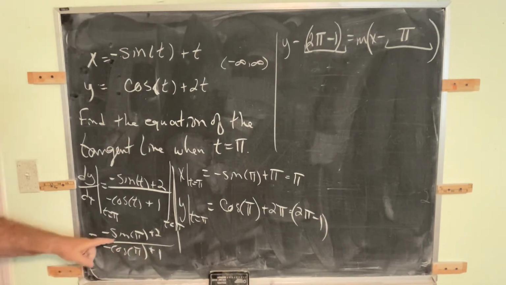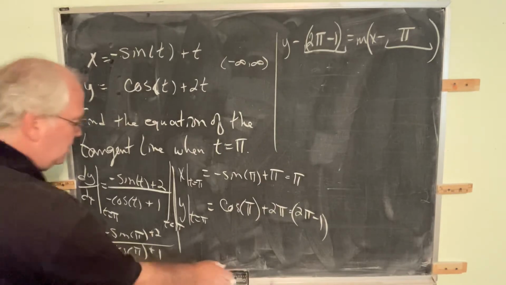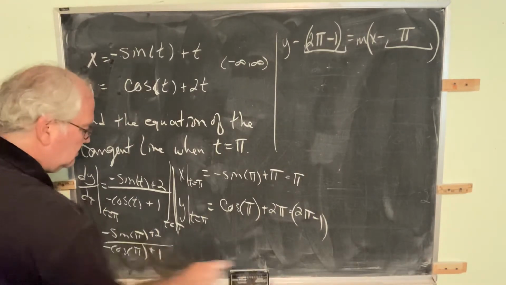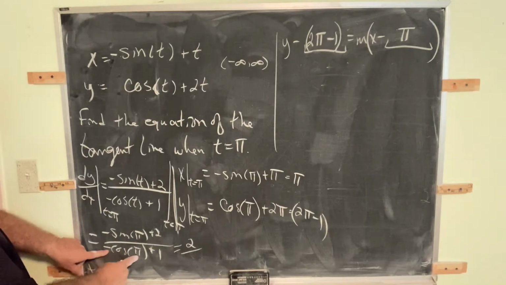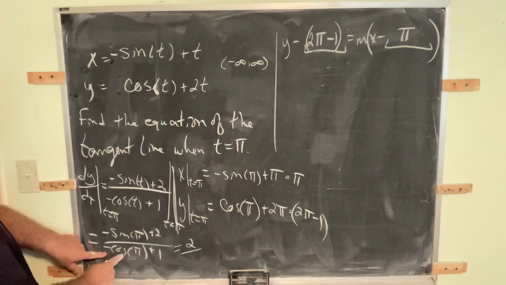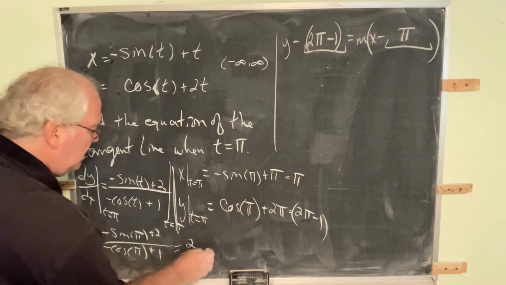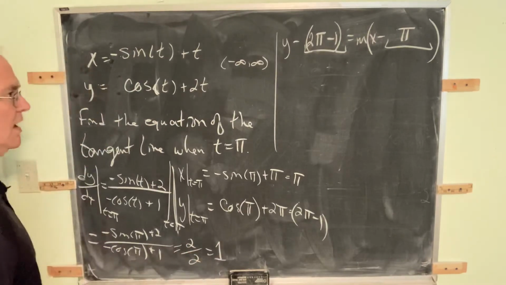So what do we have there? That's 0 plus 2, which is 2. And cosine of pi is negative 1, so negative cosine of pi is positive 1, plus 1 is 2. So our slope is equal to 1.